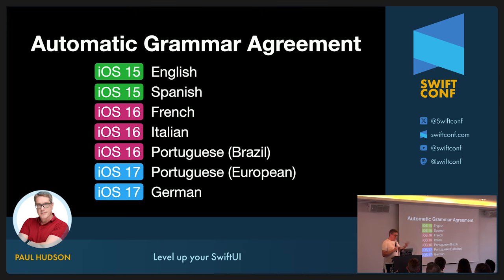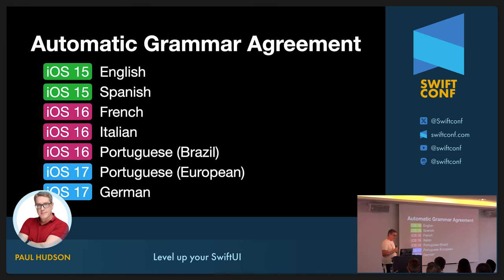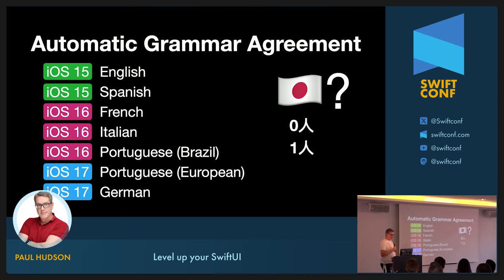Now, you may be thinking, wait a minute, your app's about Japan. How does it handle Japanese? It's not on the list, right? Well, great. Fortunately, that language works out of the box. It's no stupid rules. It just works, right? Sensible language.